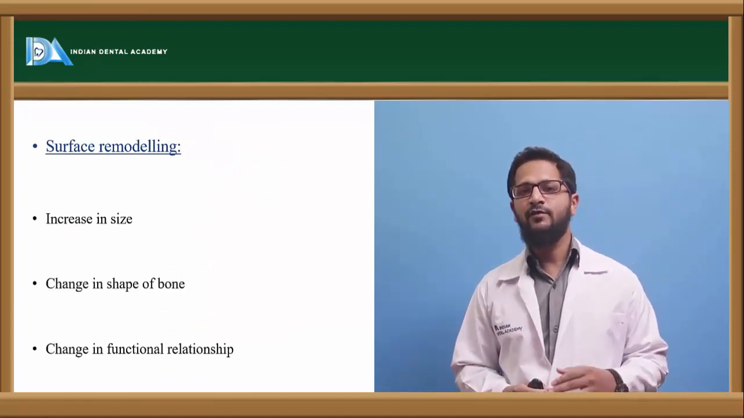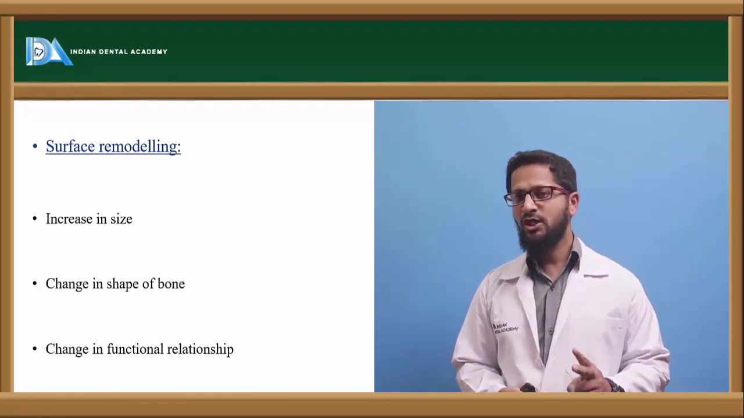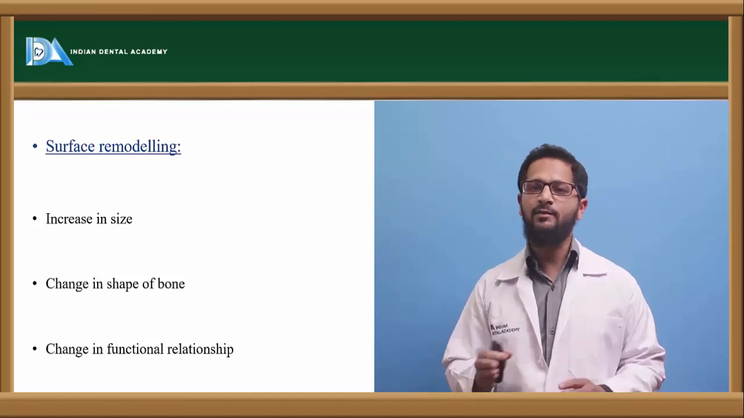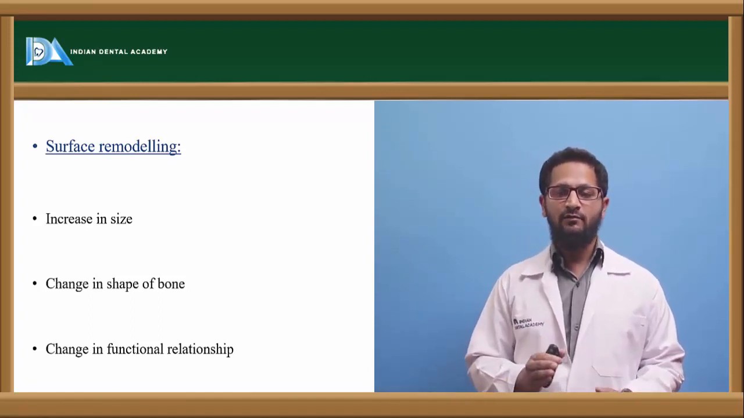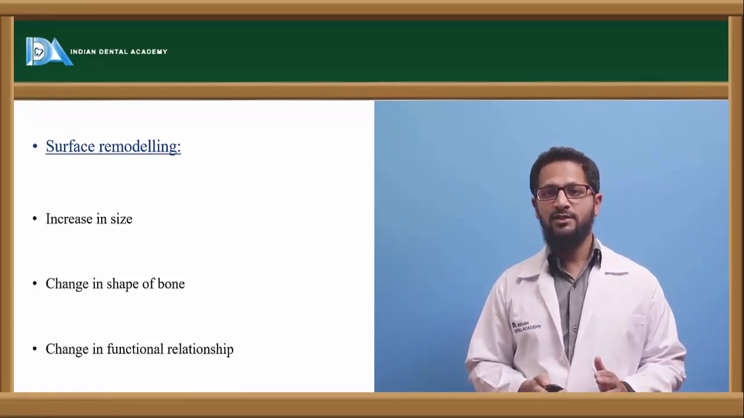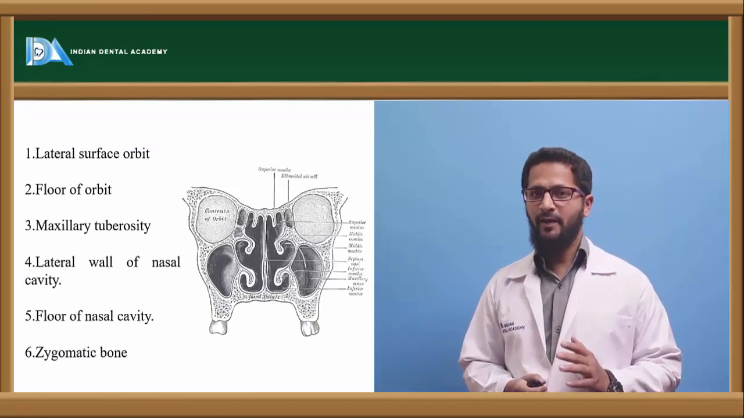Next comes surface remodeling. This surface remodeling, whenever it happens, brings about three changes: increase in size, change in shape, and change in functional relationship. Now, as I've already mentioned, remodeling is nothing but a combination of deposition and resorption, which occur simultaneously and bring about the changes. Now, these remodeling changes occur at various parts of the maxilla or the entire nasomaxillary region.